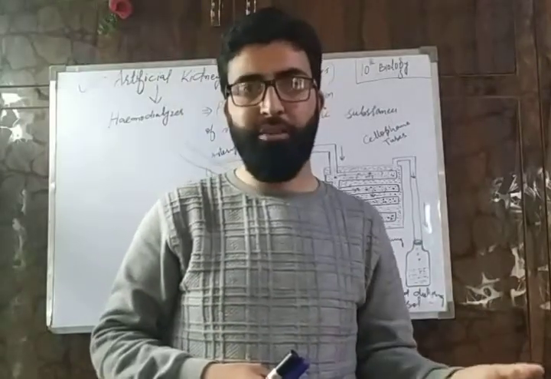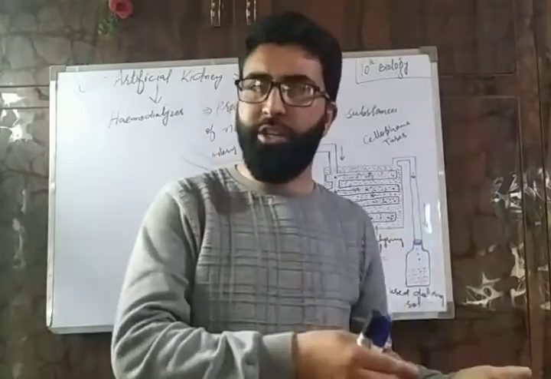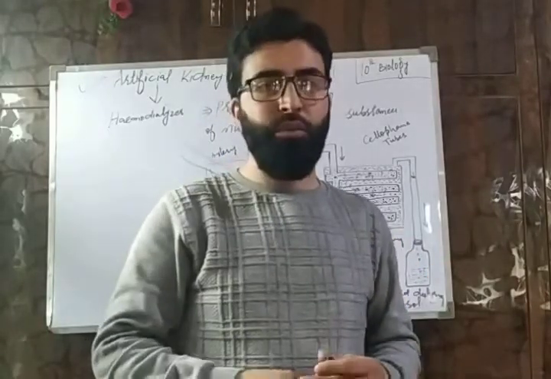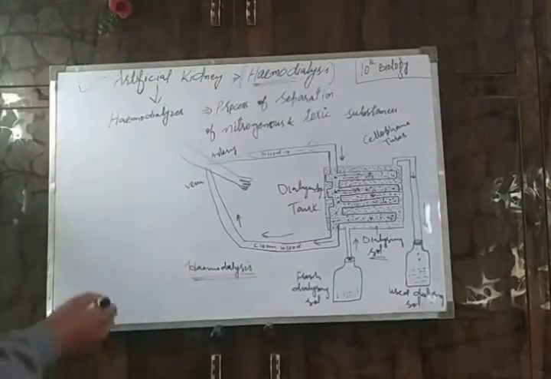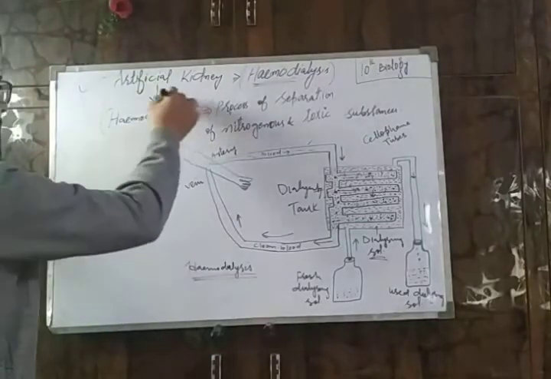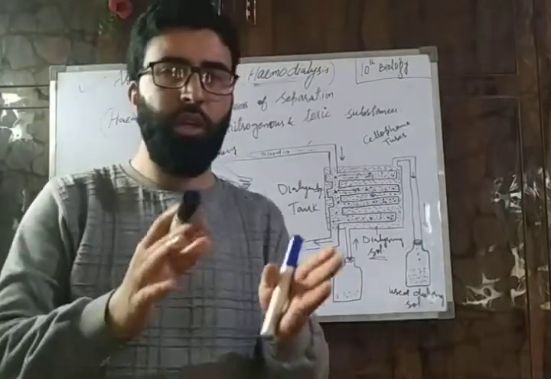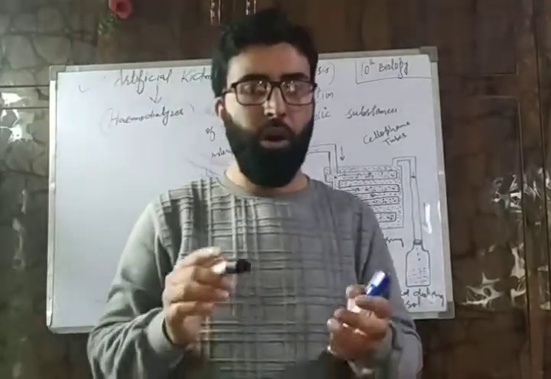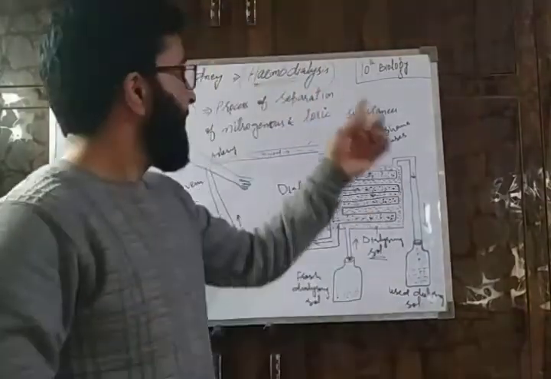When there is kidney failure or damage in the kidney, at that time either a kidney is transplanted or we use an artificial kidney. Artificial kidney is also called a hemodialyzer. It is actually a machine that is used to filter the blood of a person with kidney dysfunction by the process called hemodialysis.